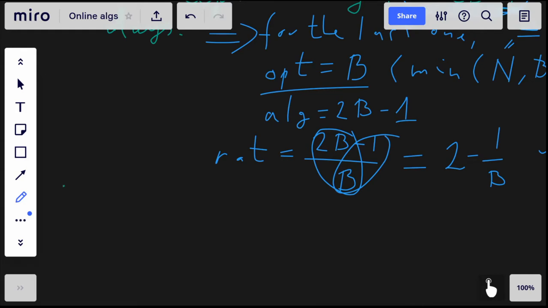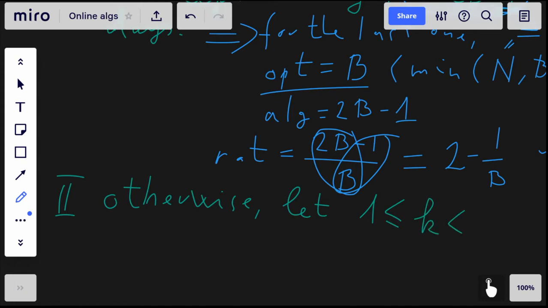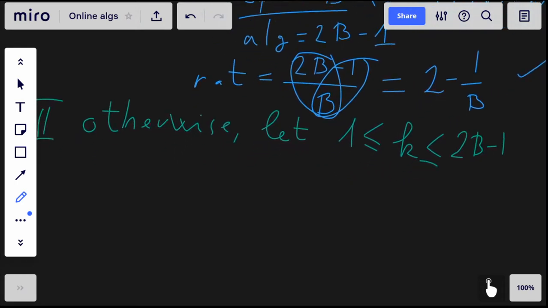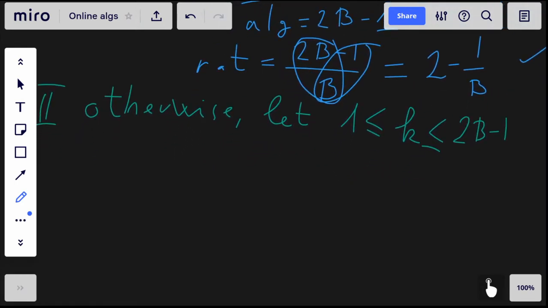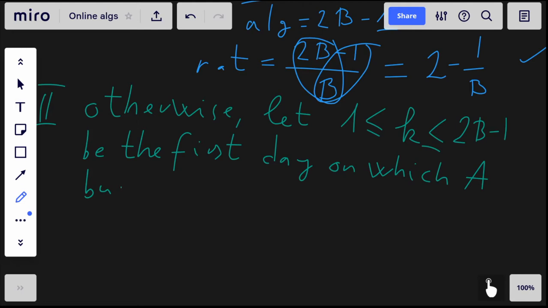Otherwise, there is a first day on which it will buy something. So K is somewhere between 2B minus 1 and 1. So let this K be the day when it buys the skis, the first day on which A buys the skis.